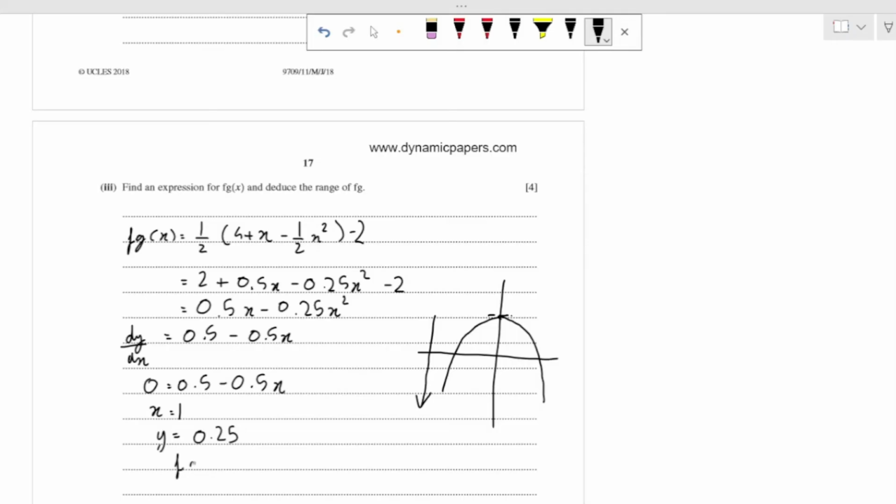And therefore we can write the statement that fg(x) is lesser than, because again the graph is opening downwards, or equal to, this symbol because it's the same symbol being used in the question, and because the turning point itself is also included in the graph, is lesser than or equal to 0.25. That's your answer.